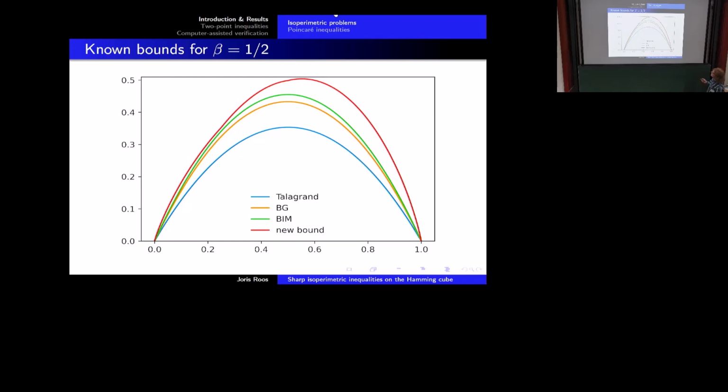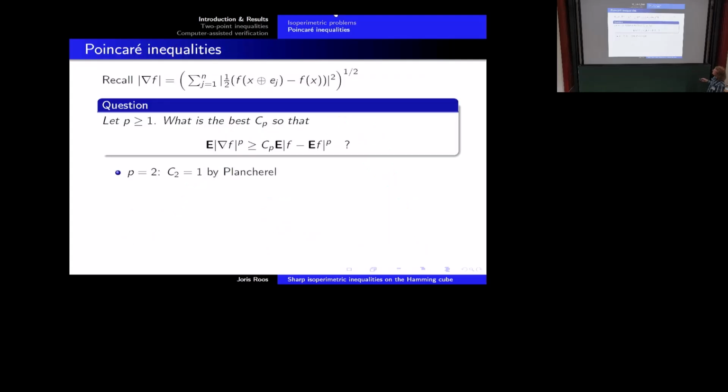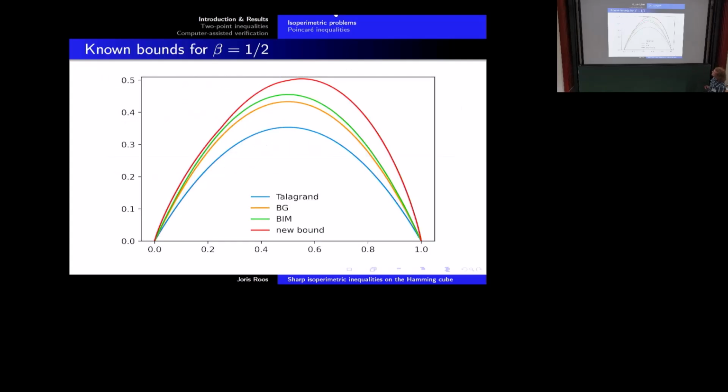Let's look at this as a picture. Now I'm not only looking at x equals 0.5, but at all the values of x. I'm just plotting here this Talagrand function and the other functions and then our function. Later we're going to see this picture again.